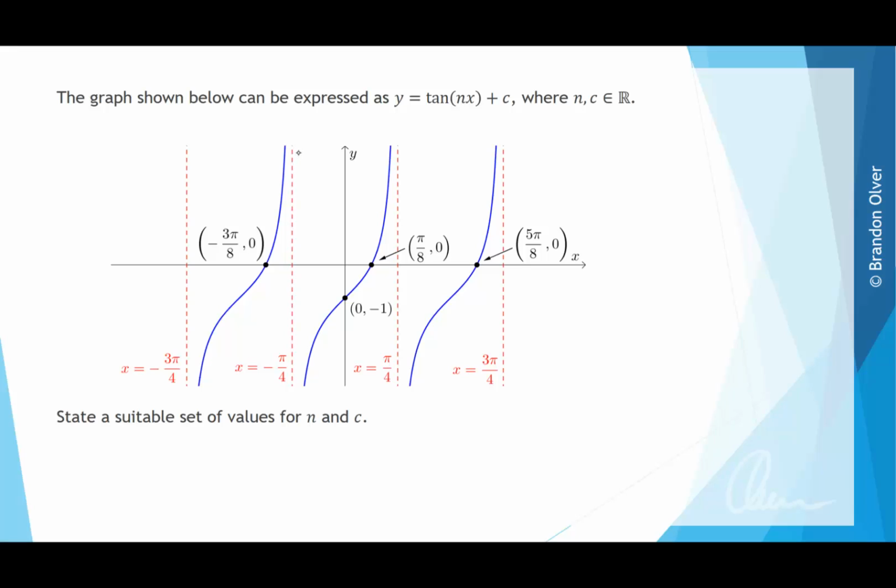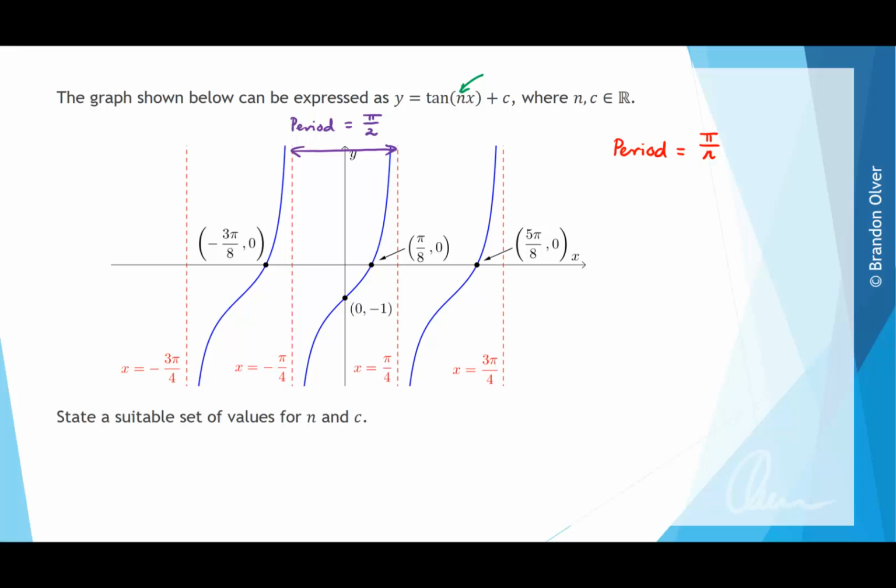So the period exists between any two of the asymptotes. So I'm going to consider the one between negative pi on 4 and pi on 4. So that means that our period is equal to pi on 2. That's the length of the interval of one cycle of the graph. However, we know that the period of any tan graph is equal to pi divided by n, where n is the coefficient of x here.